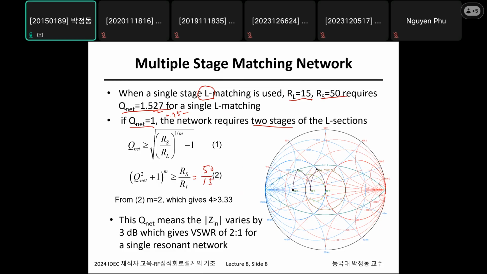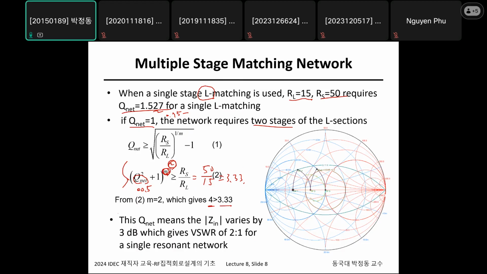So if you put, this is just an integer number, right? So if you put 2, right, then 4 is larger than 3.3, which is 3.3. So maybe you may just use 2 stages, okay? If Q net is less than 1, right, or maybe 0.5, then you may need more stages, right? So just use this, okay, to see how many stages are required.